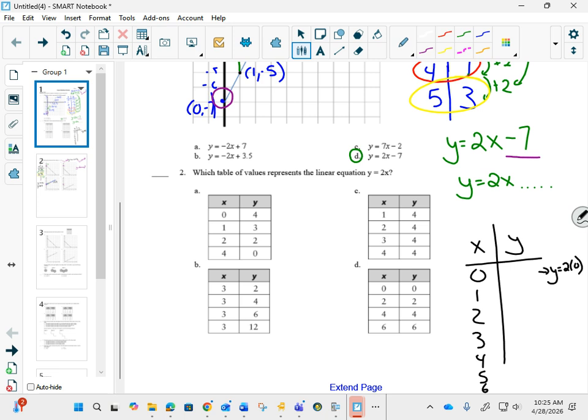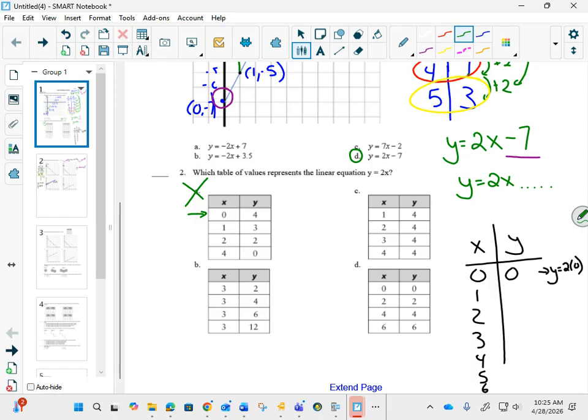Y is equal to 2 times 0. So I should get 0, 0. I right away know this one is not right because this one has 0 and 4. And I need 0 and 0. That doesn't mean for sure that D is right because some of them didn't include 0. With the table of values, you get to pick which numbers you want to include.